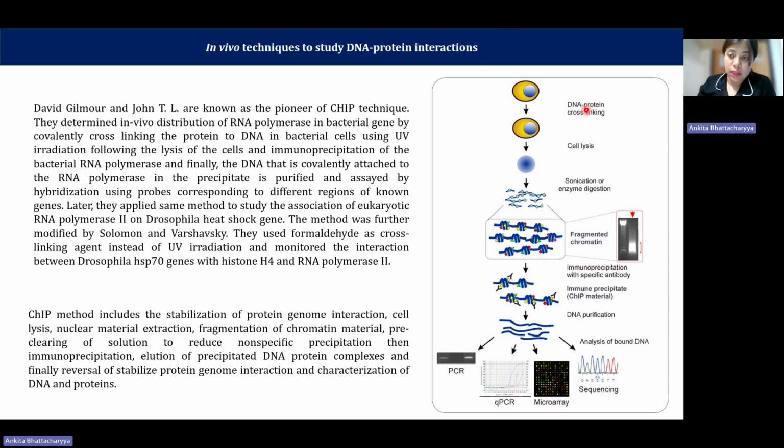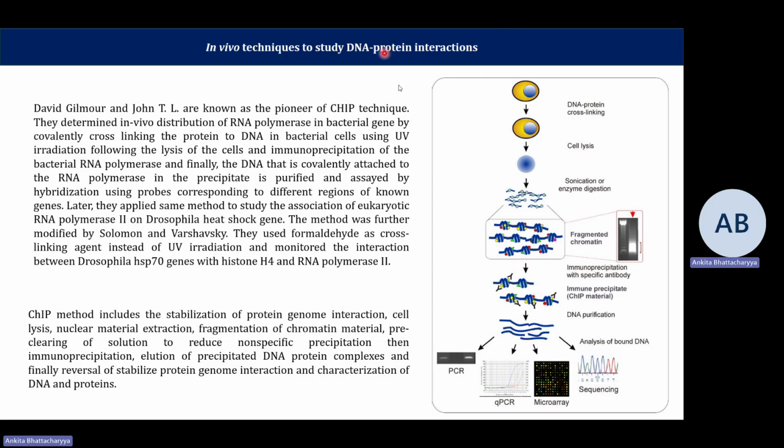So this is the DNA protein cross-linking. After cross-linking using formaldehyde, and after cross-linking of the DNA protein interaction, next you perform cell lysis. And after the cell is lysed, what you basically want is for all the components to come out.